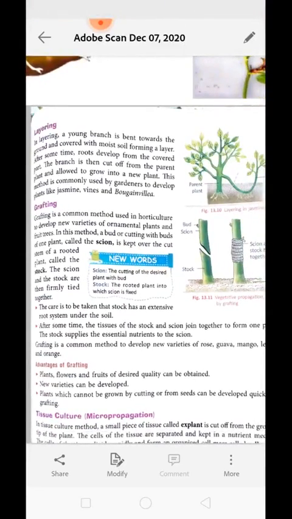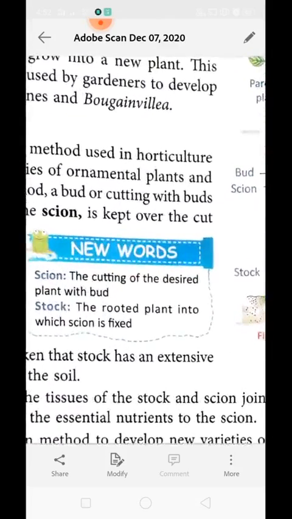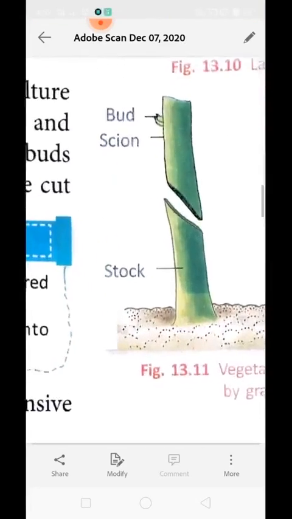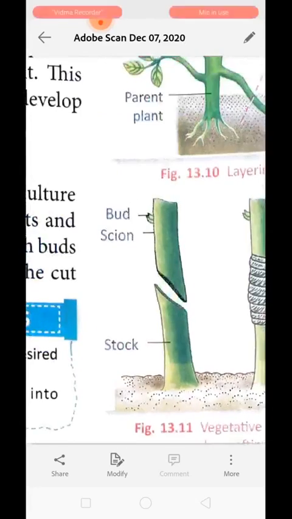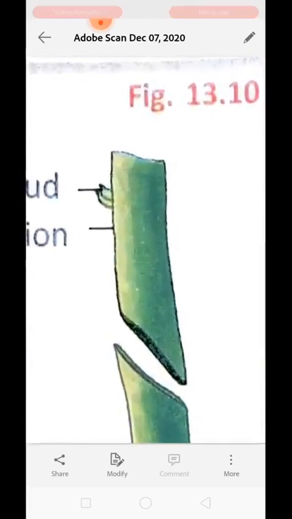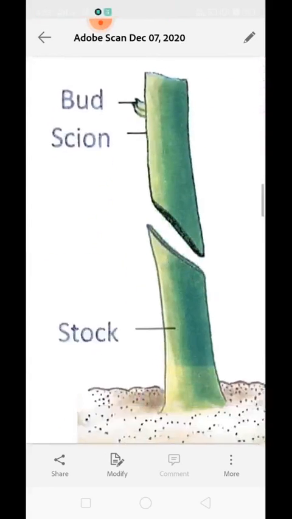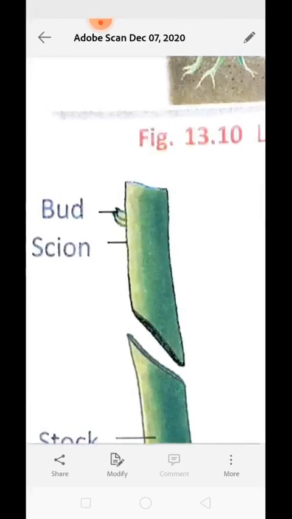Next is grafting. Grafting is a common method used in horticulture to develop new varieties of ornamental plants and fruit trees. In this method, the bud, or a cutting with a bud, of a plant is called the scion. The upper portion of the plant which has a bud is called the scion. It is a foreign part for the main plant, which means it is a part of another plant.